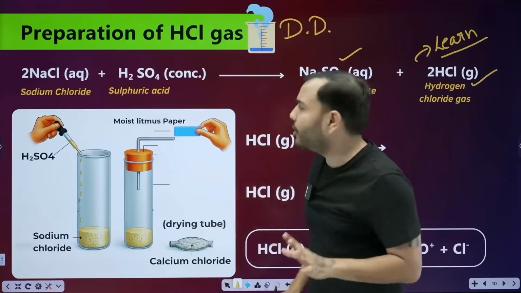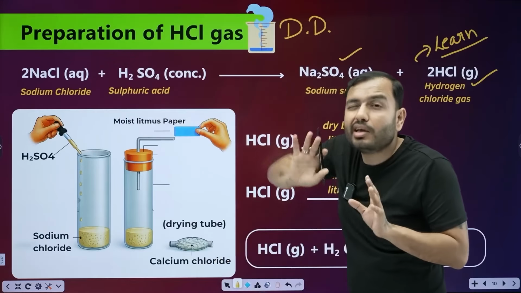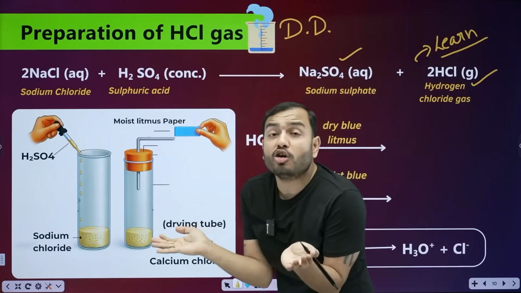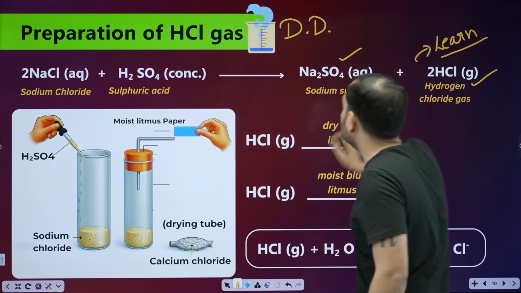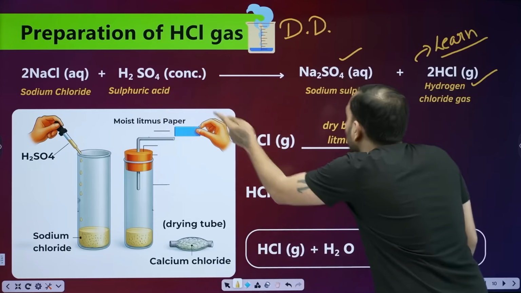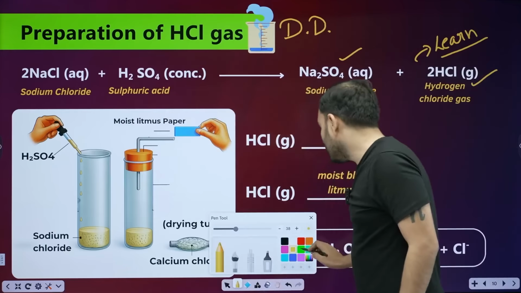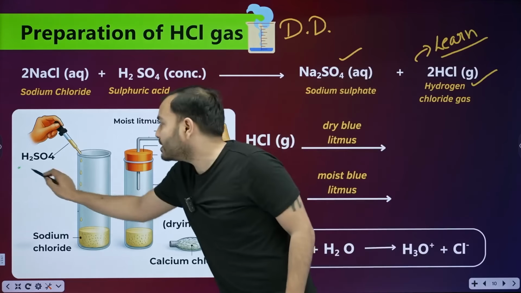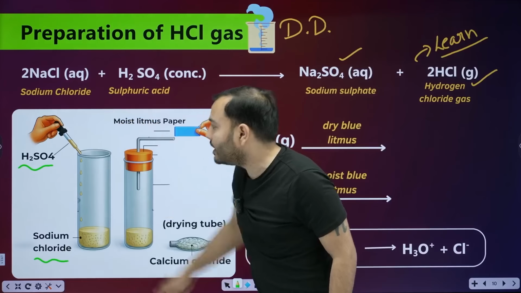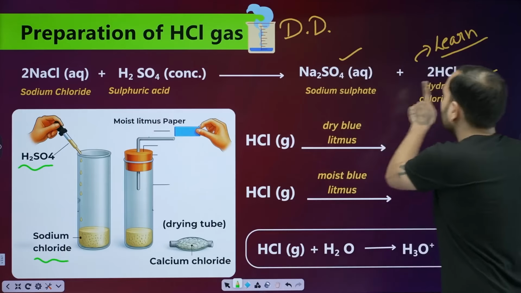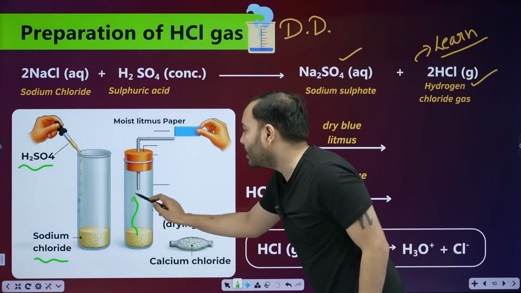This is NCERT Activity 2.9. You should remember this. What did we do? We took salt and added concentrated sulfuric acid to it. And what happened here? Double displacement happened. Na combined with SO4, giving sodium sulfate, plus Cl went and combined with H, giving hydrogen chloride gas. See, this is made here. They have shown the same thing. We have H2SO4 and this is sodium chloride. We put H2SO4 drop by drop. And what happened? Na2SO4 and HCl gas were formed. Now this HCl gas came out.